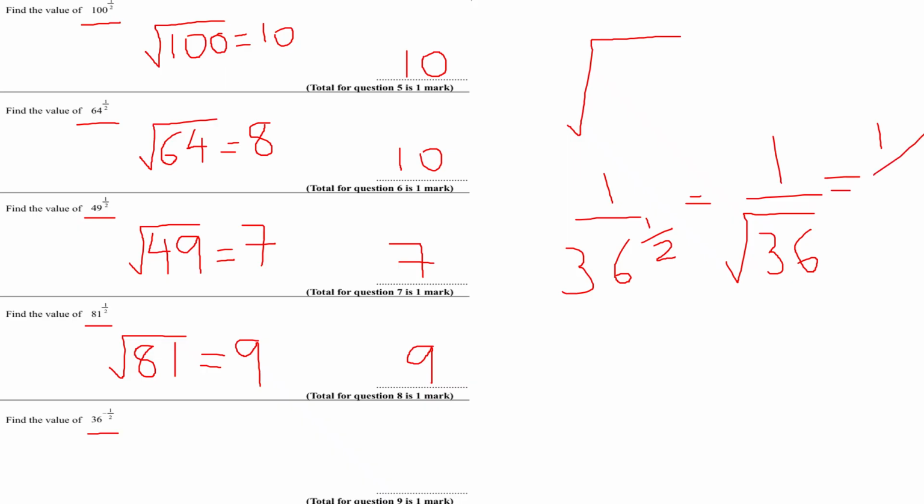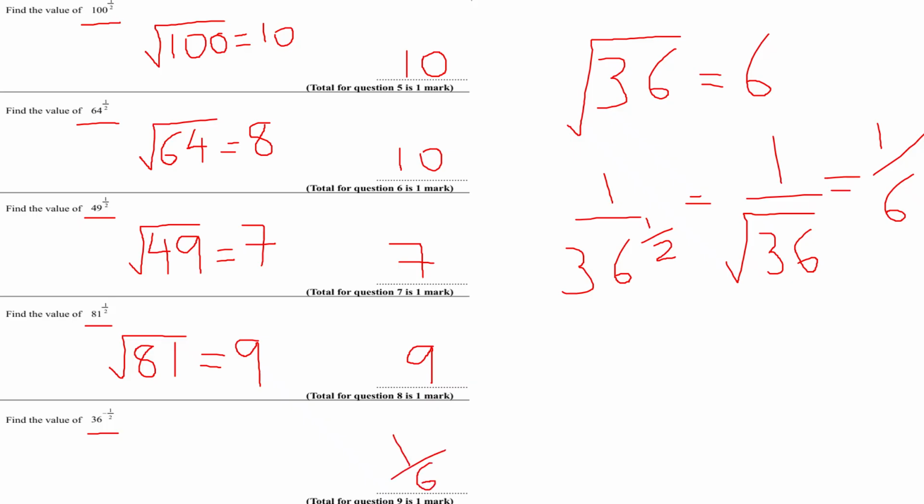So the negative just makes it 1 over. If it was 36 to the power of a half, then it'd be root 36, which is 6. The negative power, the minus index on the negative indice, makes it 1 over. So the answer is 1/6.